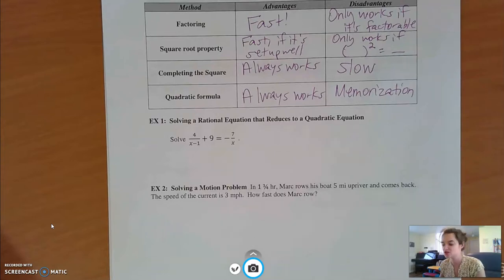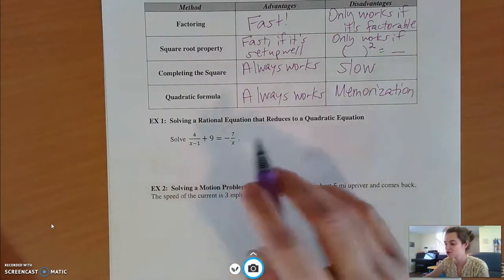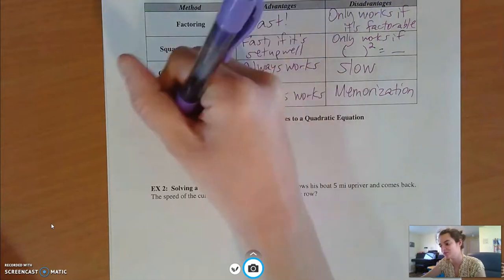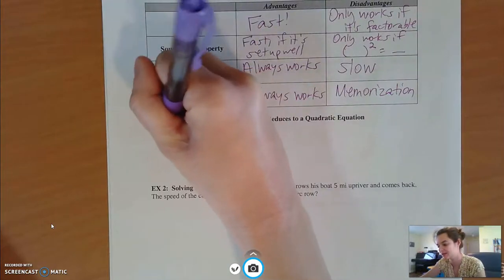So our first one I have is 4 over x minus 1 plus 9 equals negative 7 over x. And we're solving for x. So this one is not a quadratic, it's actually a rational equation, but it might turn into a quadratic later. Okay, so let's see how that goes. So solving a rational equation, what you're probably going to do first is multiply by the least common denominator. My denominators are x minus 1 and x, so my LCD, my least common denominator, would be x minus 1 and x multiplied together. So I'm going to multiply every single term by x times x minus 1.